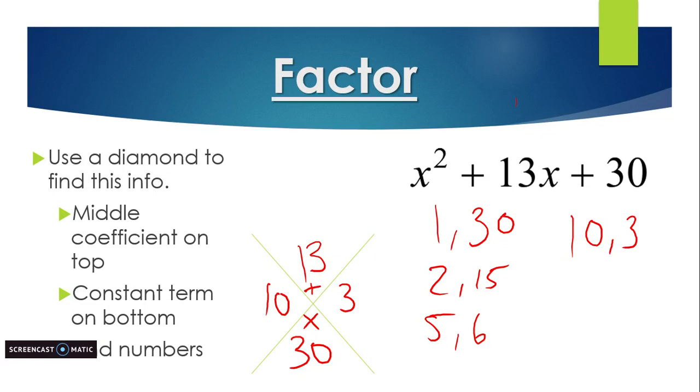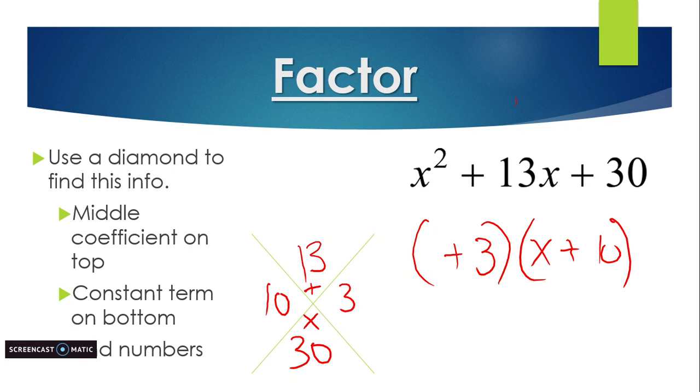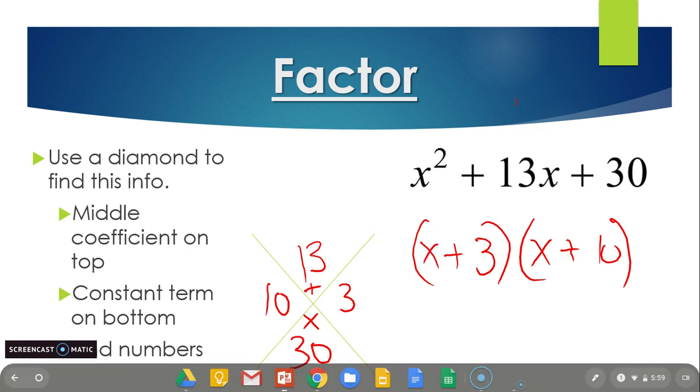The diamond just kind of helps us set up the problem. It helps remind us what it is that we're looking for. It's not necessarily a requirement, but it's a good way to show work, which I know your math teacher enjoys. So we've got 10 and 3. We're going to do two sets of parentheses. 3 goes here, 10 goes here. X is our variable this time, so we have x plus 3 times x plus 10.